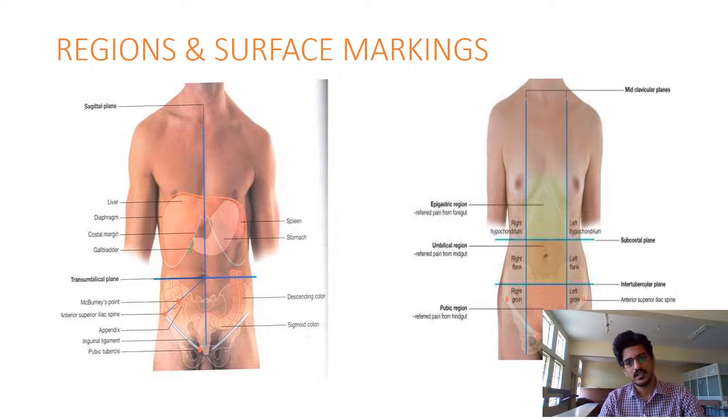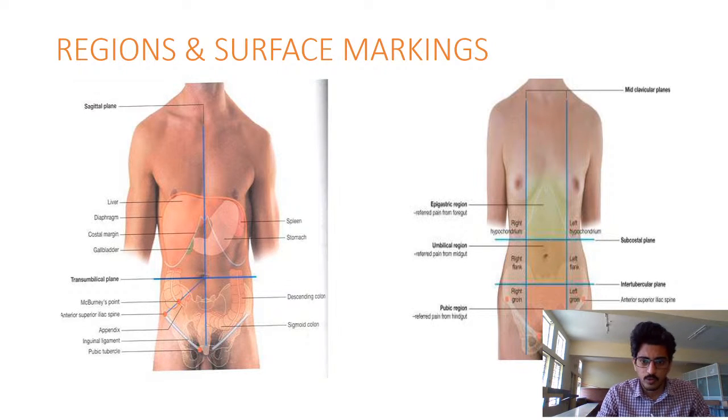So basically, we divide the abdomen into 9 regions for easy understanding. This is for better understanding. We divide the abdomen by the mid-clavicular planes and the horizontal planes, the subcostal plane and the intertubercular plane. Based on these planes, we divide the abdomen into 9 regions.